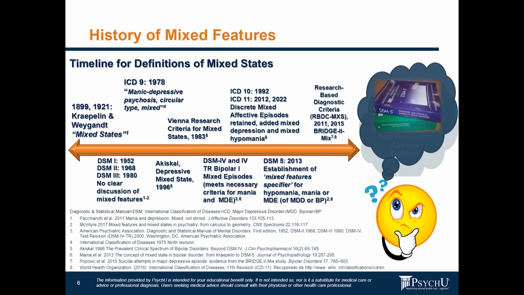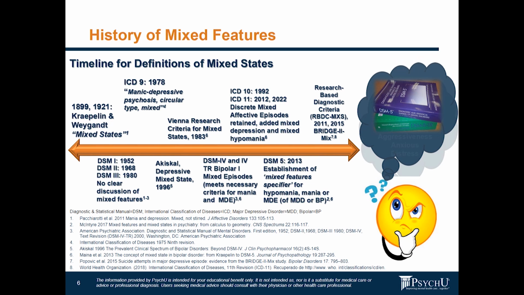It wasn't until the very recent inclusion in 2013 within the DSM-5 that mixed features were finally added to both hypomania as well as mania and major depressive episodes. So in other words, it would be possible for a person to have mixed states identified as a component of their major depressive episode, whether that was bipolar or major depressive disorder.